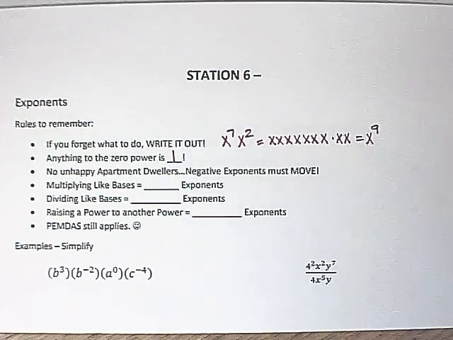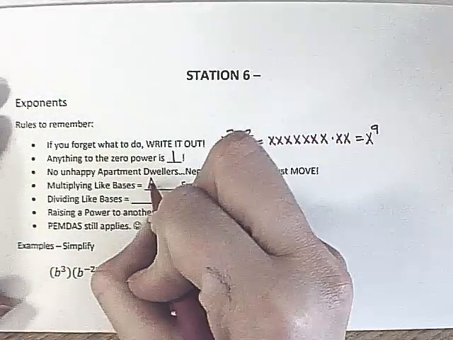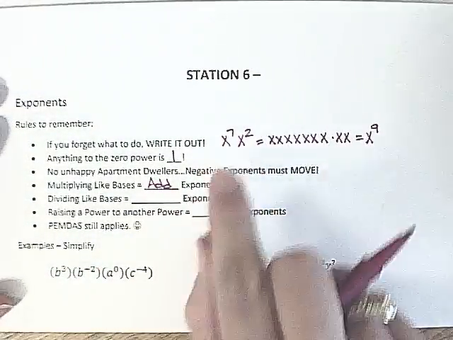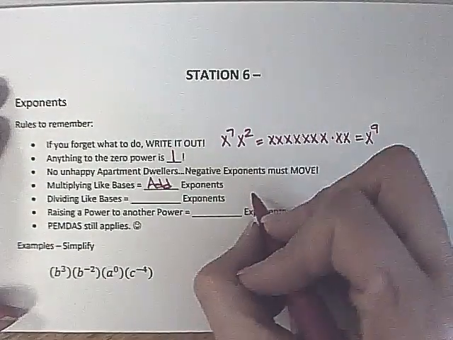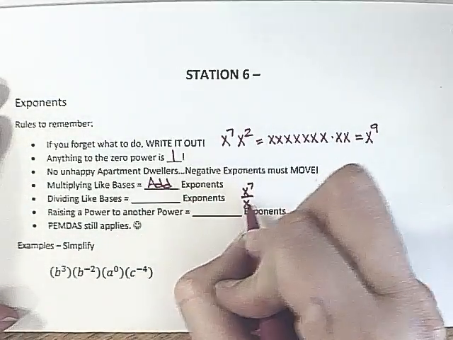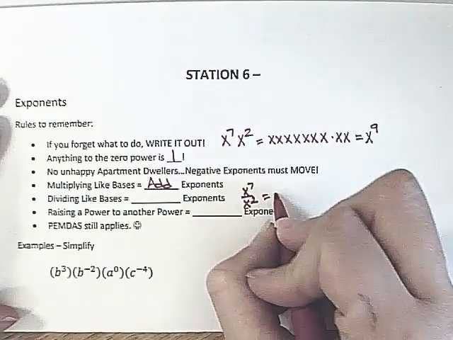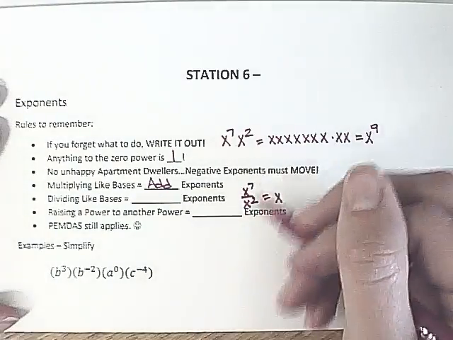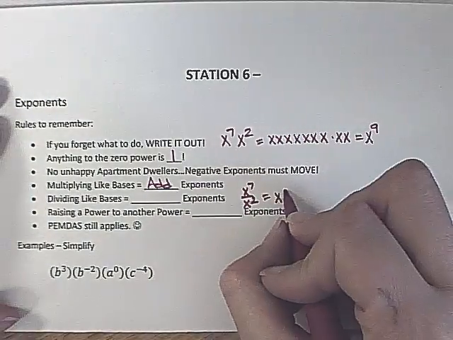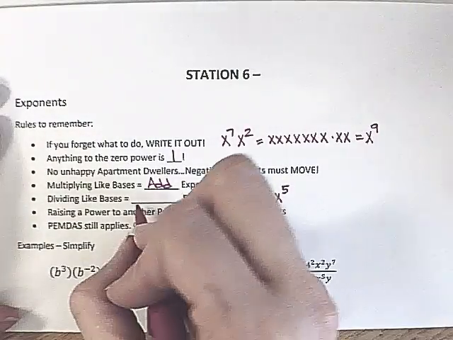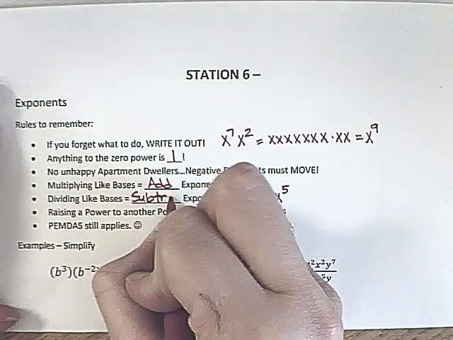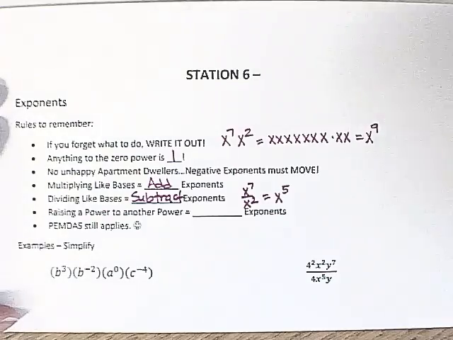The next thing we talked about was multiplying like bases. If I multiply two things with the same base, I can add their exponents. And I gave you an example of that just a moment ago. If I'm dividing two things, like x to the 7th over x squared, I am going to write it all out and cross out common terms, which in this case would give me x to the 5th power. What I did there was subtract exponents.